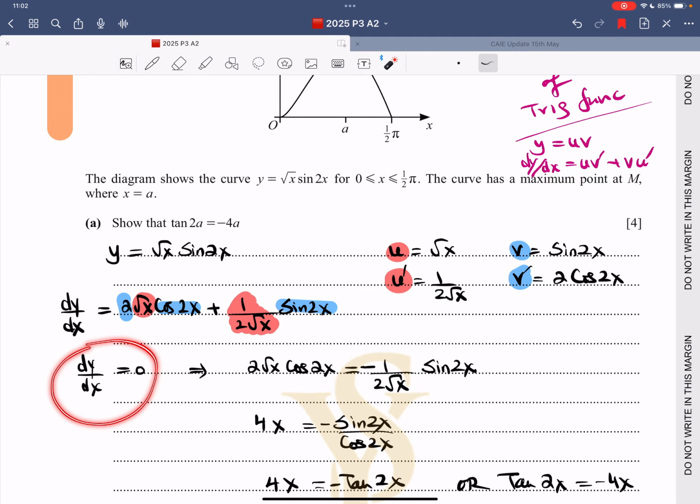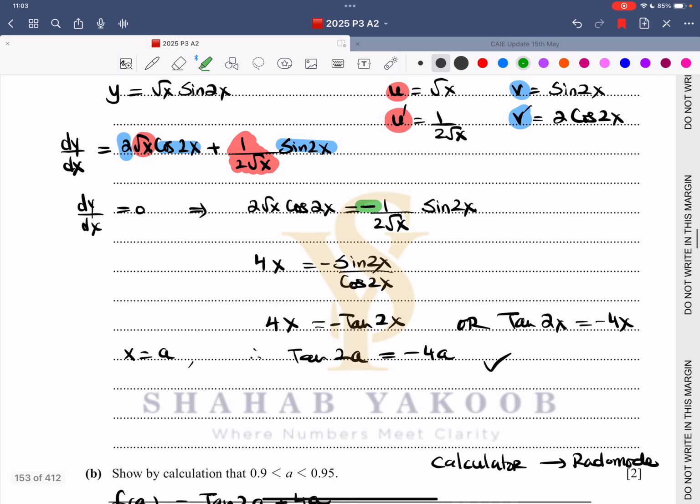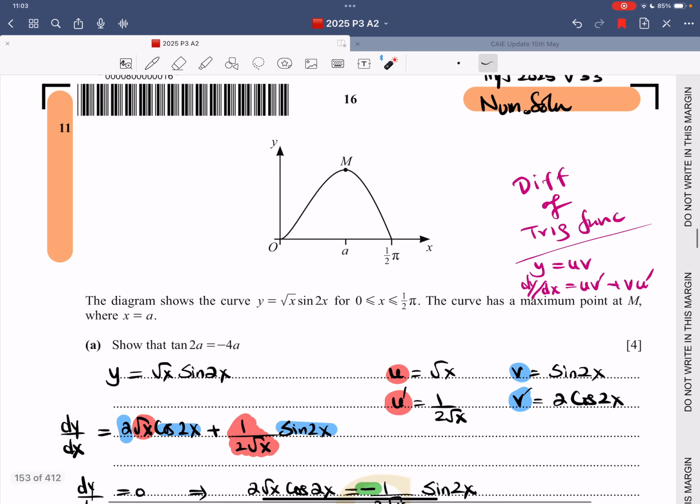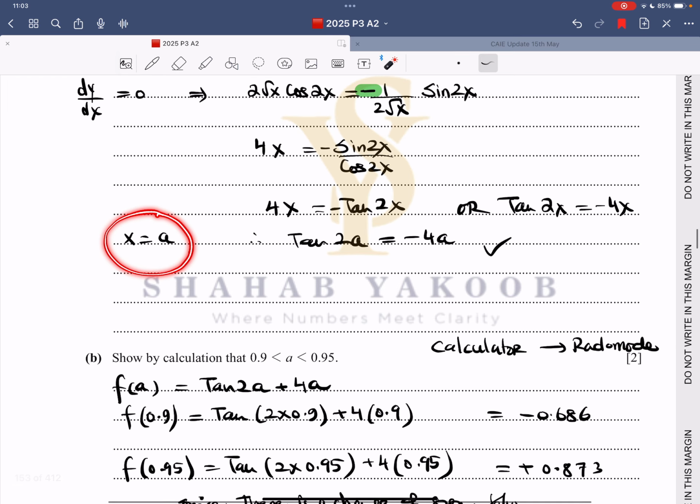dy by dx equals 0. So take it to the other side. That negative sign is there over here. And then cross multiply. So 2 and 2 is 4. Root x, that comes out to be x. Indices, surds. Sine over cos is tan, negative tangent 2x, or tangent 2x is negative 4x. I'm writing in the form that they are writing. Since x is equal to a, it's written in terms of a. So that is quite easily done.